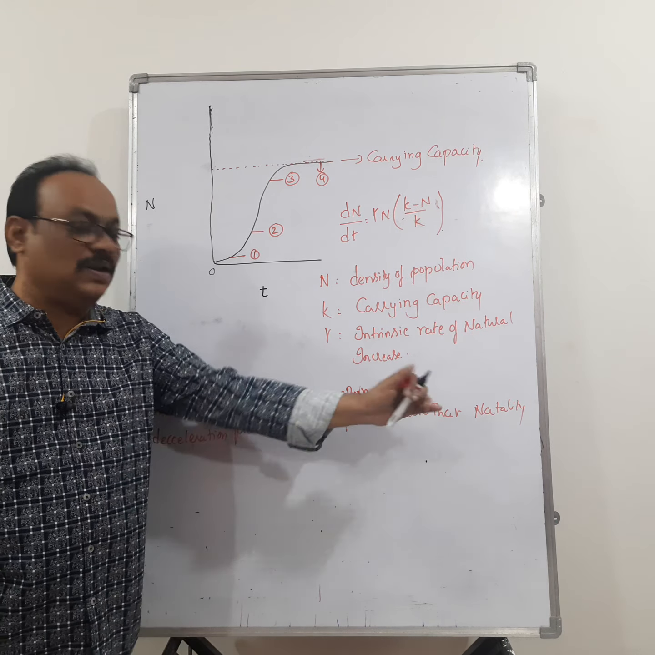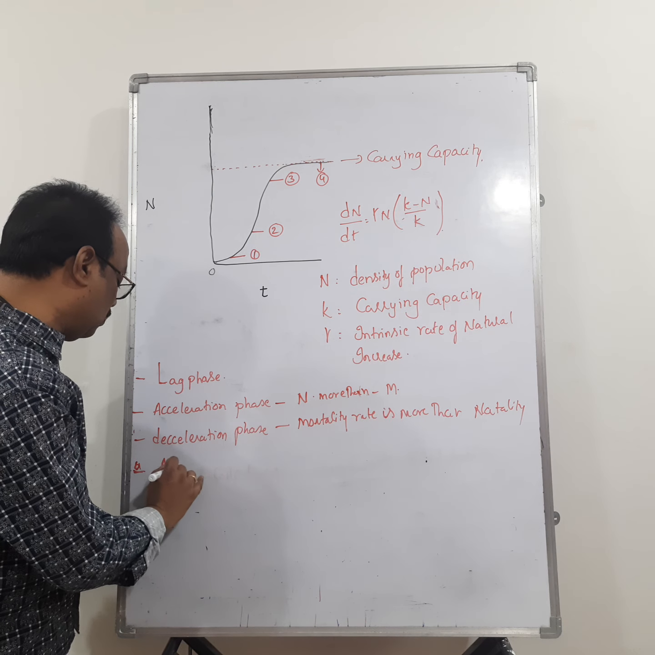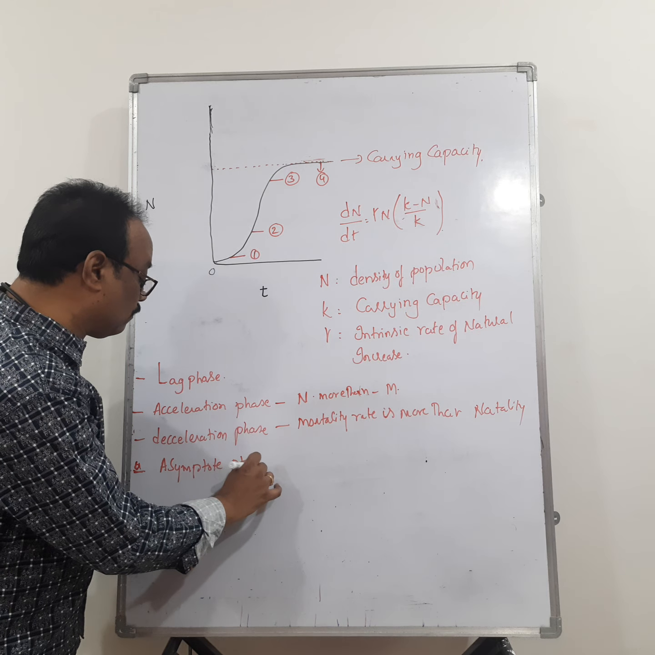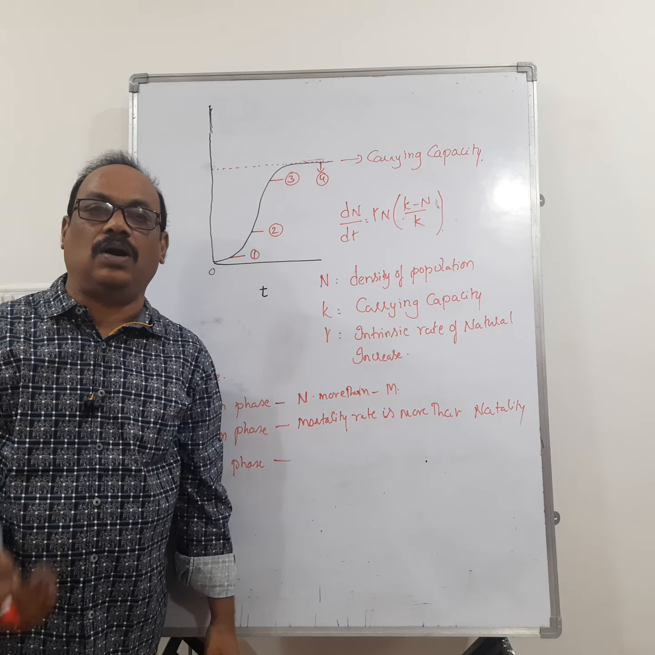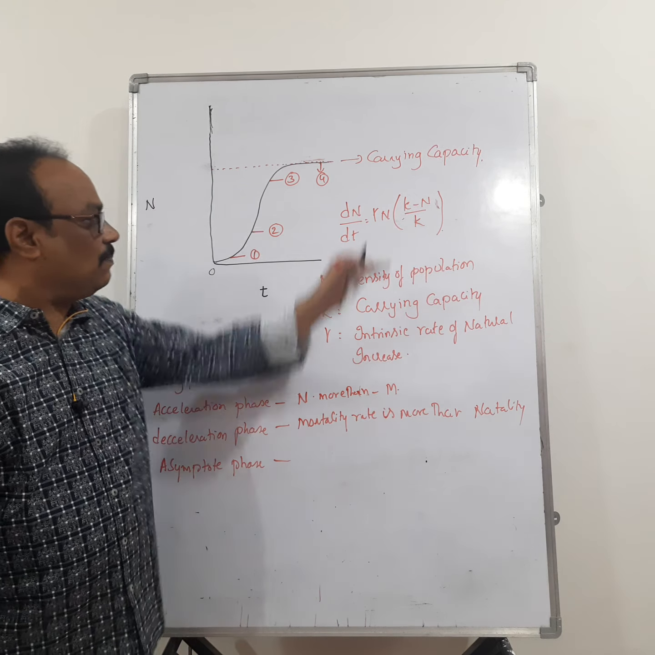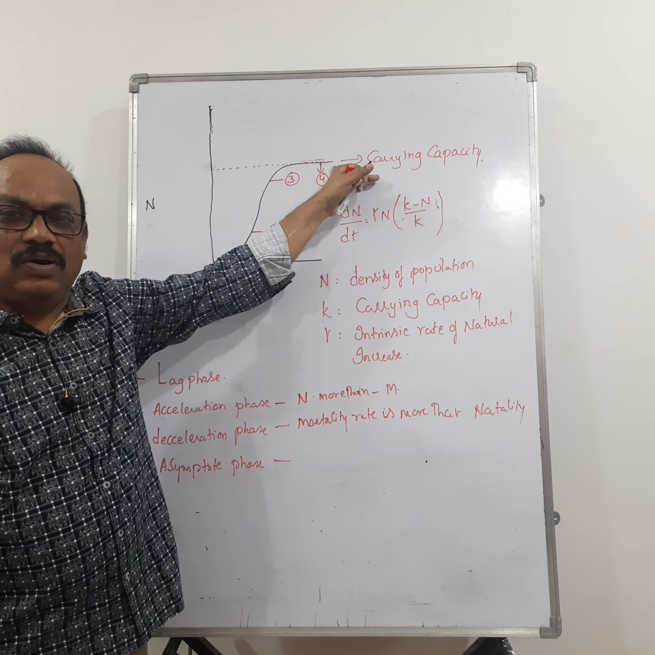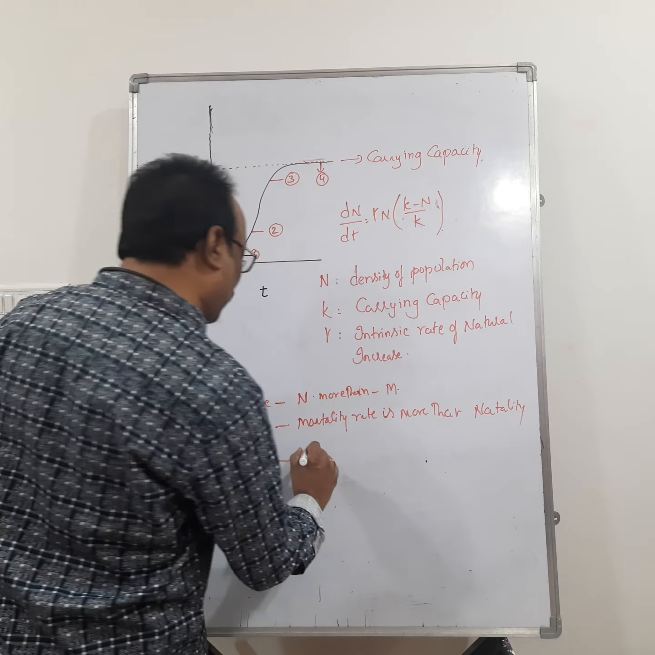Okay. Then after that, 4. What is the fourth one? Fourth one is asymptote phase or stabilizing phase. Asymptote phase is otherwise called as stabilizing phase. What is happening here in asymptote phase means the natality rate is equal to mortality rate. So in asymptote phase, N equal to M.